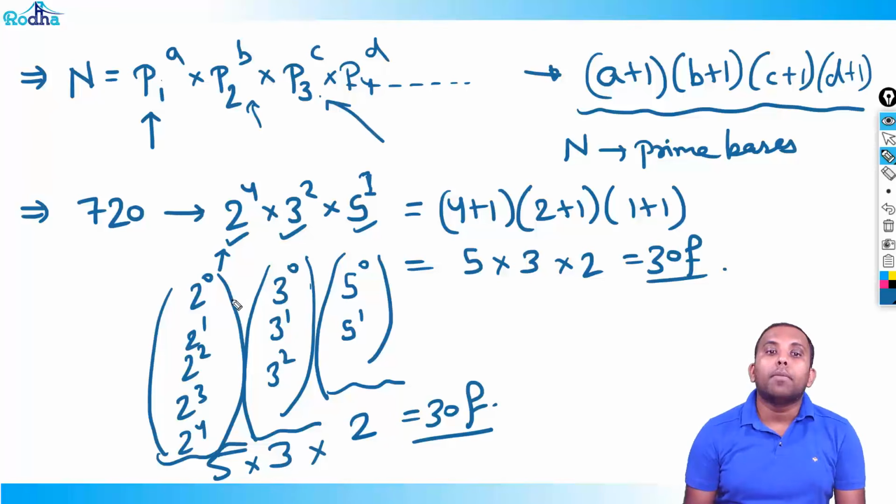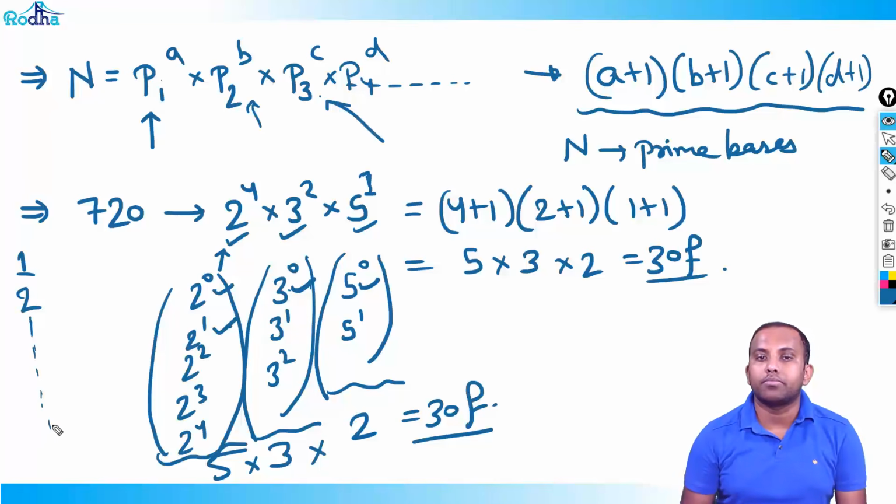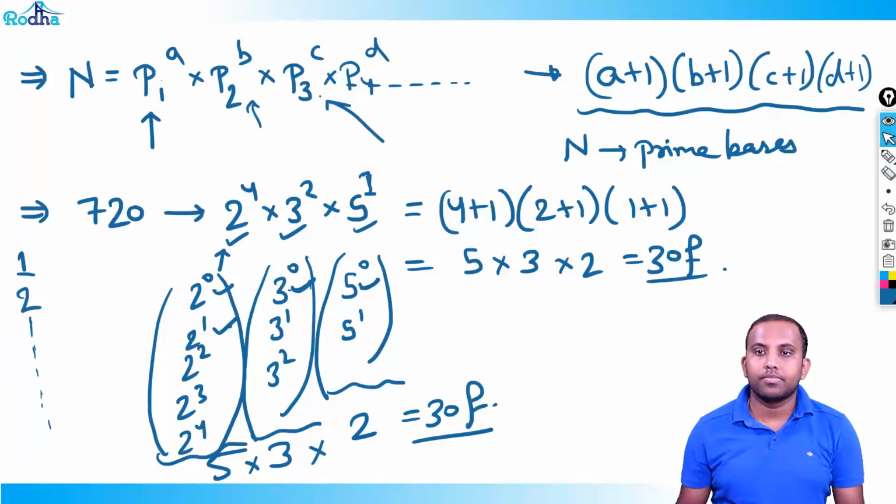How to get them again? By picking one term from each bracket, right? From 2's bracket, if I pick 2 raised to 0, then 2 raised to 0 into 3 raised to 0 into 5 raised to 0 is 1 into 1 into 1, which is 1. So 1 is one factor. Then 2 raised to 1 into 3 raised to 0 into 5 raised to 0 is 2. Like this, I can list down all the 30 factors of 720, right? So 720 has got 30 factors. I hope you're clear with this.